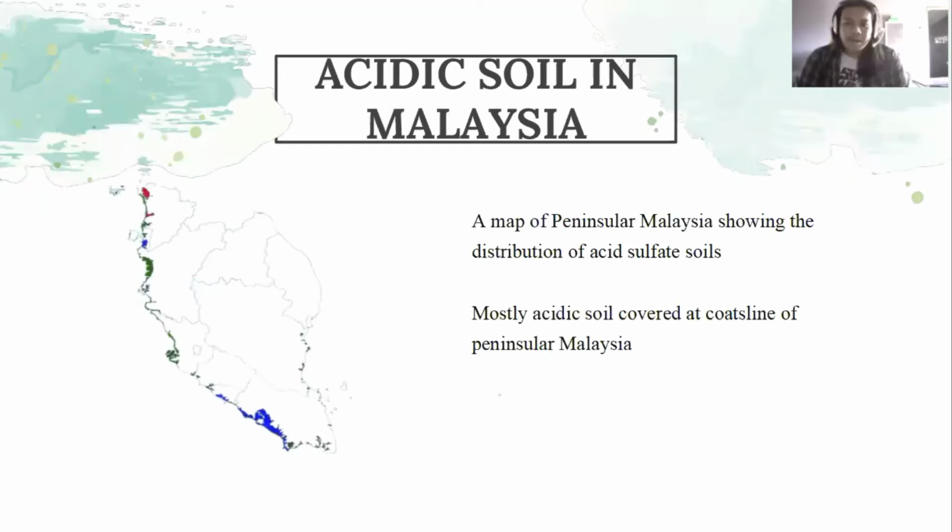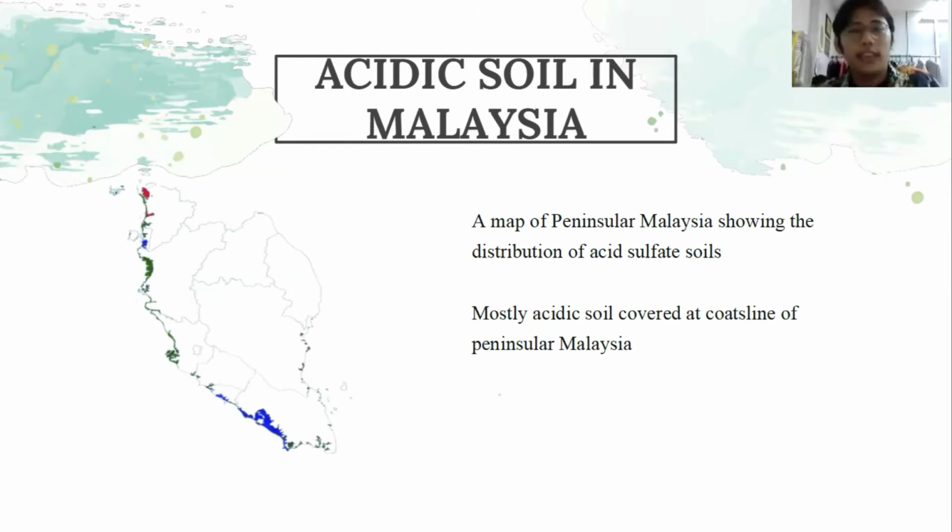So, where is the acidic soil in Malaysia? As we can see here from the map, acidic soil mostly covers the west side of Peninsular Malaysia. As you can see here, the acidic soil covers from Perlis and goes down to Johor. And as we can conclude, acidic soil is mostly at the coastline part of Peninsular Malaysia. All right, next to Saiful Hanif.